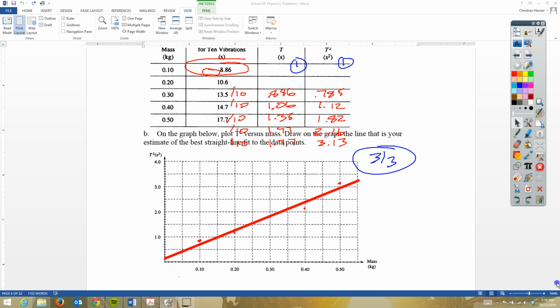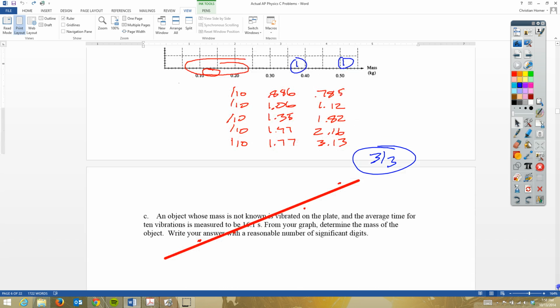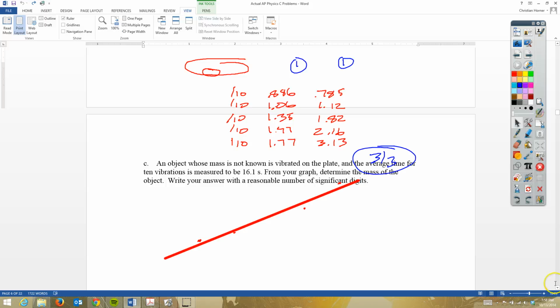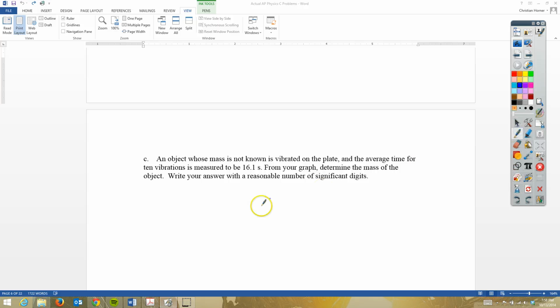Next thing we need to do is take a look at the next part of the question. And it says an object whose mass is not known is vibrated on a plate. We see 10 vibrations is about 16.1 seconds. So at this point, I know that I need to take this number divided by 10, and so our period here is equal to 1.61 seconds.